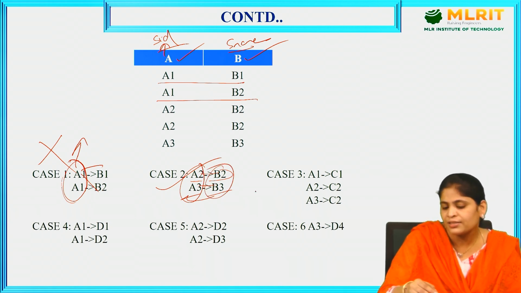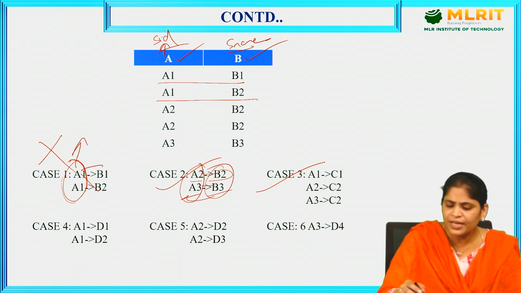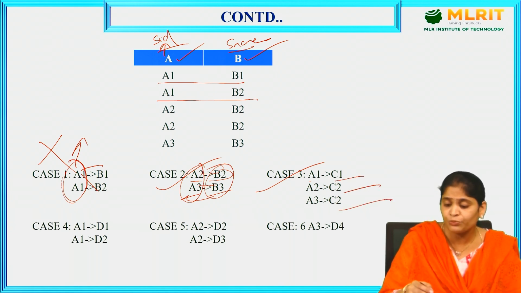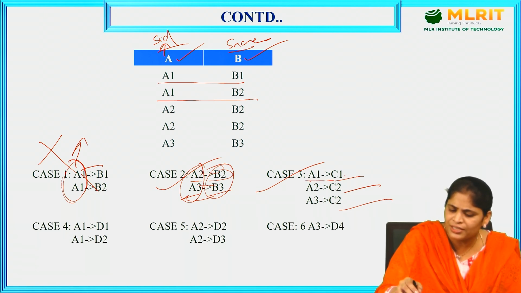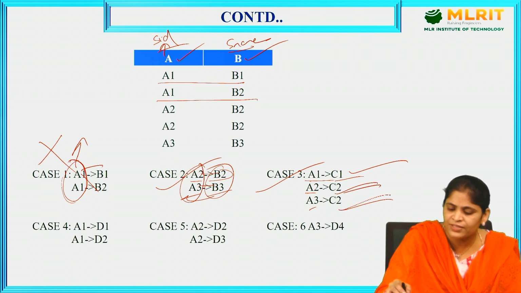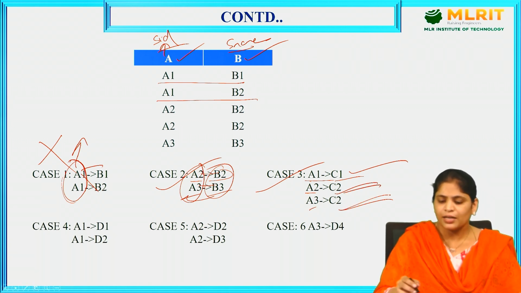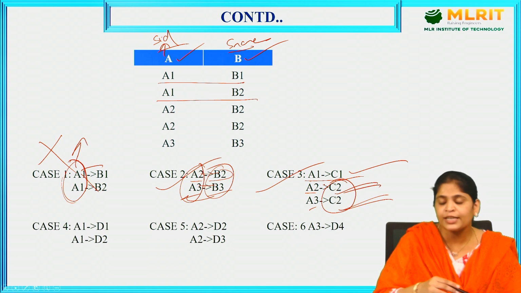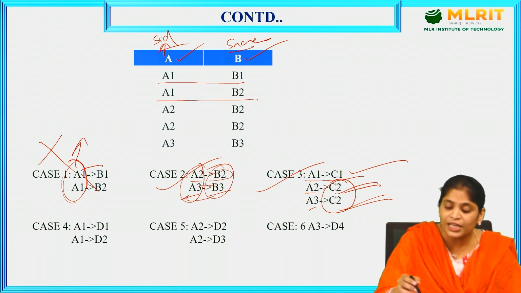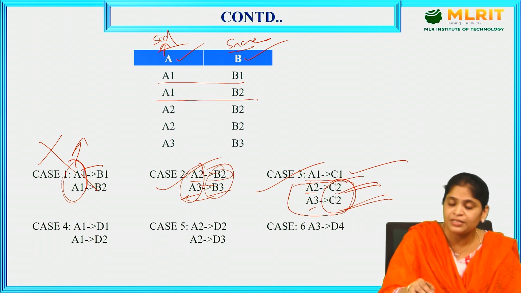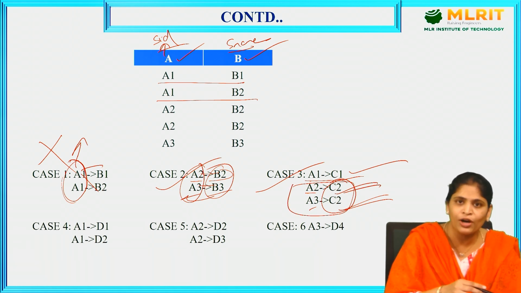Next, let us deal with case 3. What is case 3? A1 derives C1, A2 derives C2, A3 derives C2. This is also a valid FD. Why? Because here this is a unique one. A2 derives C2, A3 derives C2. Persons can have the same names with different IDs. We can uniquely identify the persons with their IDs. That is the case here. Case 3 is also a valid FD.